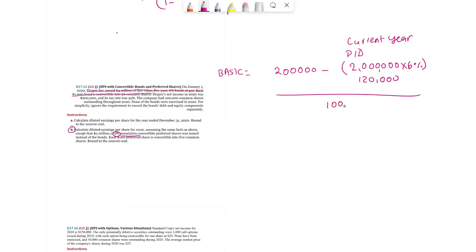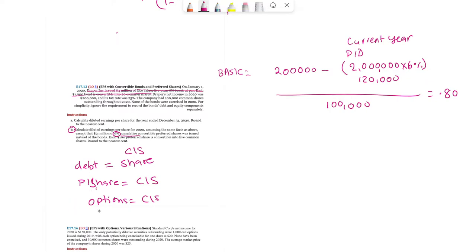In this case, it was 100,000. And that gives me basic earning per share of 80 cents. So now, like we said, we have debt that can be converted into shares. We have preferred shares that can be converted into common shares, and we could have options that can be converted into common shares. In this case, we have a preferred share that can be converted into common shares.